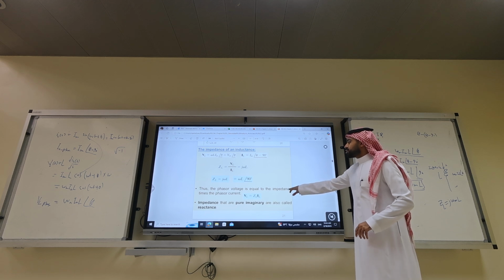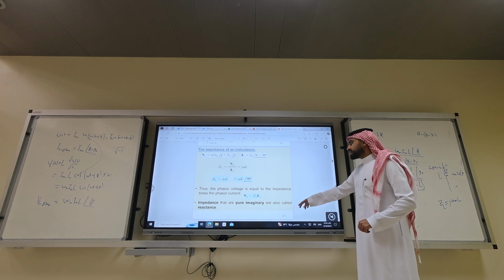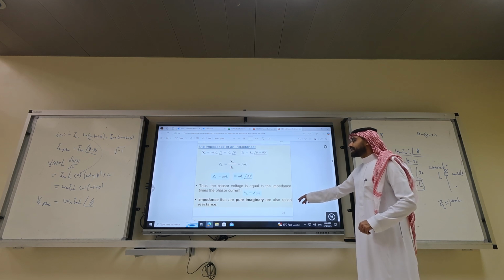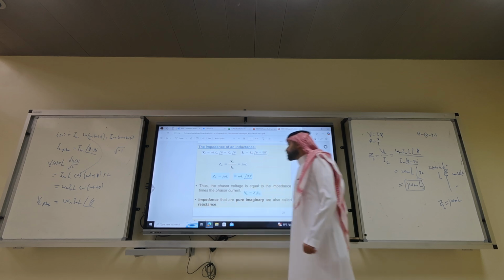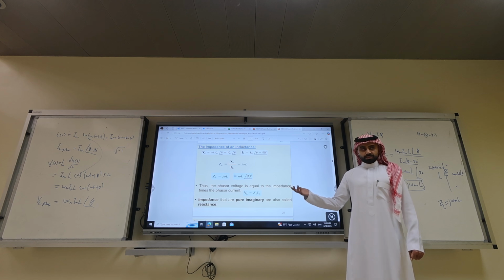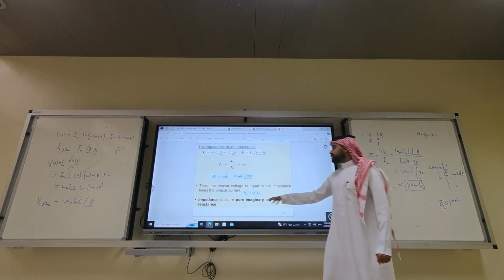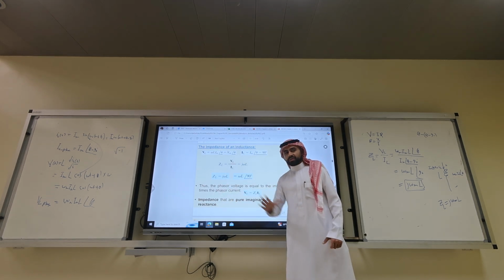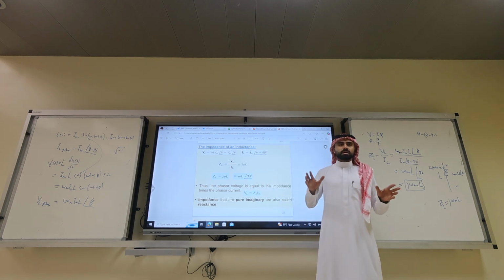The phasor voltage is equal to the impedance times the phasor current. Impedances that are pure imaginary are also called reactance. Now, the word reactance is for inductors, purely imaginary, also for the capacitor. But stick with the word impedance, okay? We're not going to use the word reactance, okay?